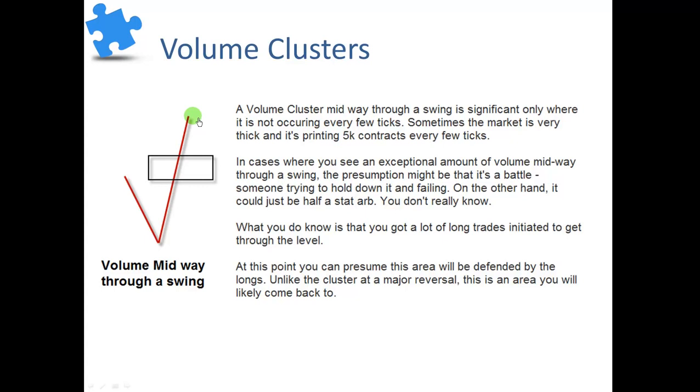Because if an exceptional amount of volume is printing, it's obviously going to take time for that to happen. So when you see a market move up, then exceptional volume print, and then carry on up, you don't actually know why that happened. Now, it could be a failed attempt by bears to hold the market down, or it could just be one half of a large stat arb position being executed.